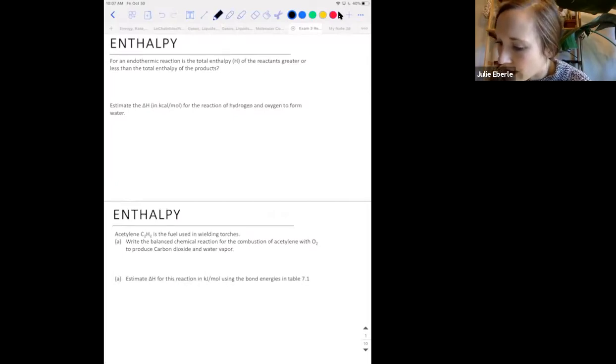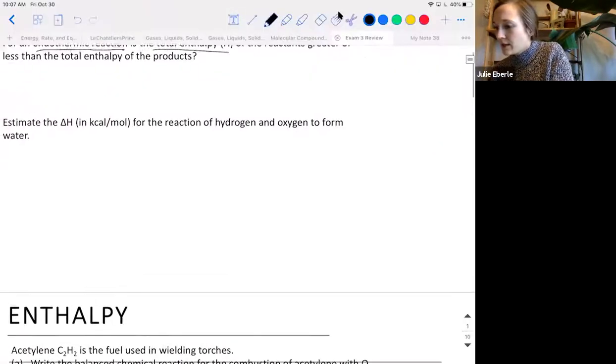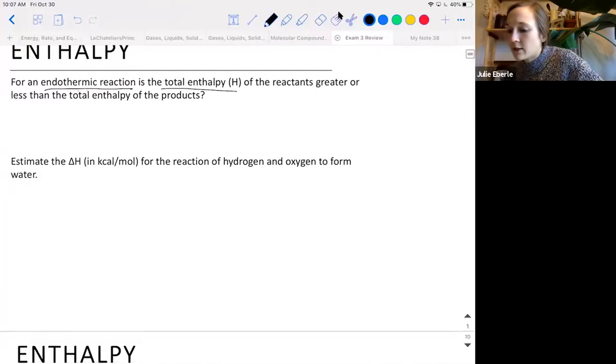Okay, for an endothermic reaction, is the total enthalpy, and actually I'm going to turn my screen sideways, I think y'all can see this better. Is the total enthalpy of the reactants greater or less than the total enthalpy of the products? So what do y'all think for this one?